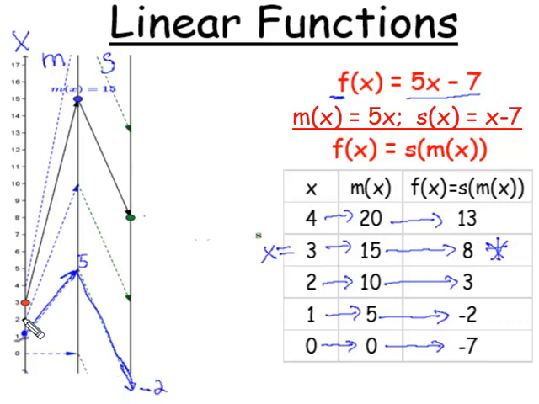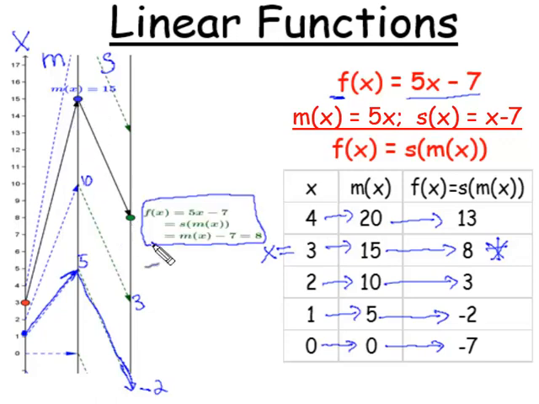Similarly, m applied to 2 gave us the number 10. s applied to 10 gave us the number 3. We subtracted 7 from 10, we got the number 3. We can see that the number 3, when m was applied, gave us the number 15. That was m of 3. And then subtracting 7 from 15 gave us the number 8.